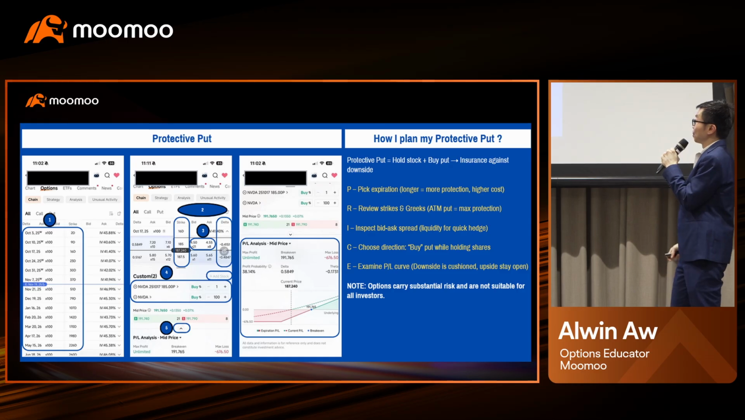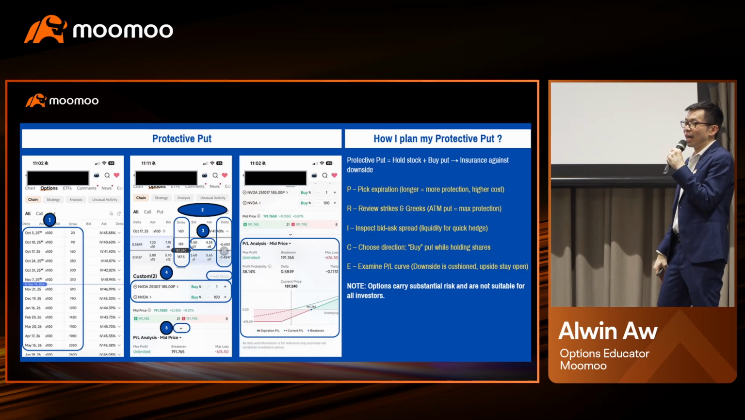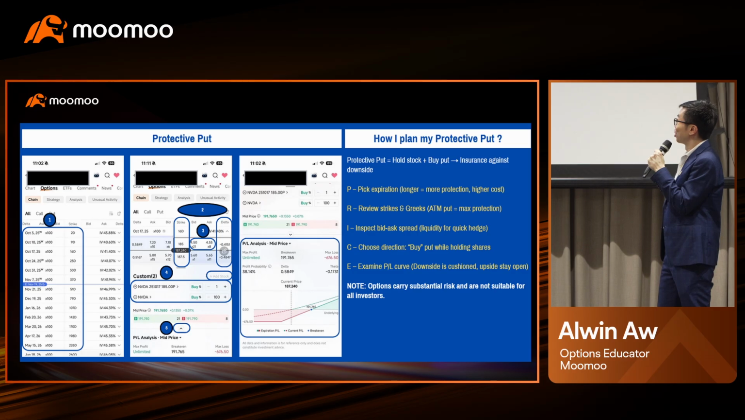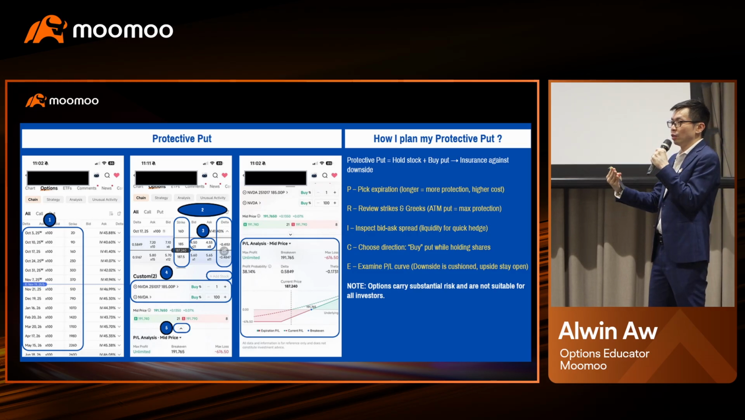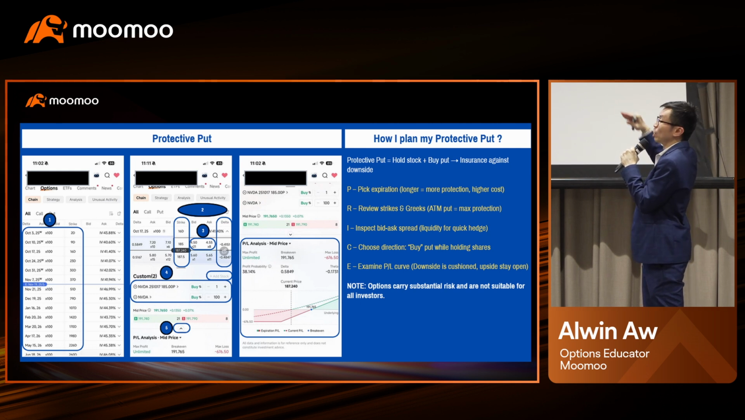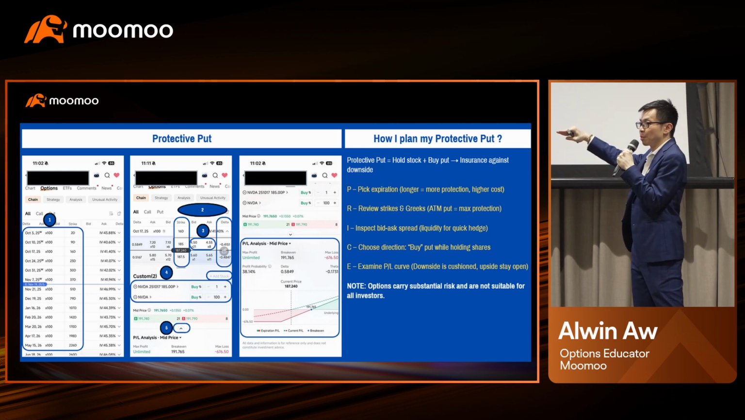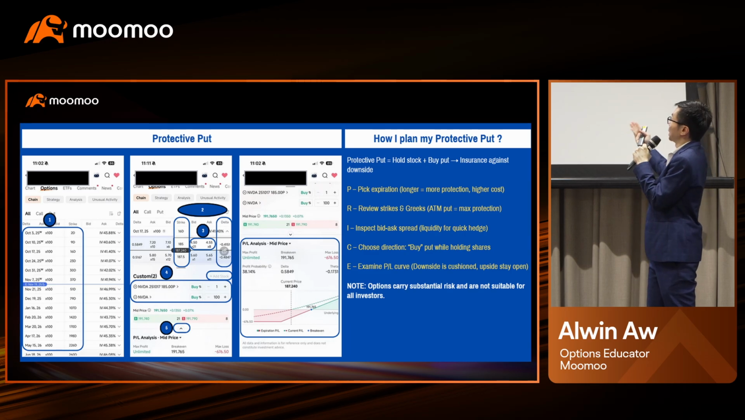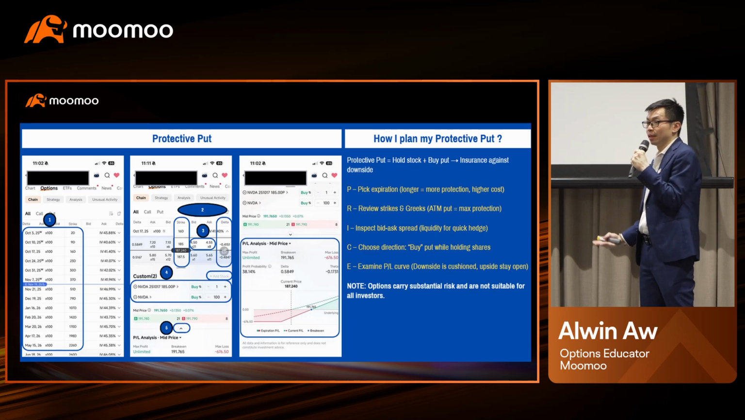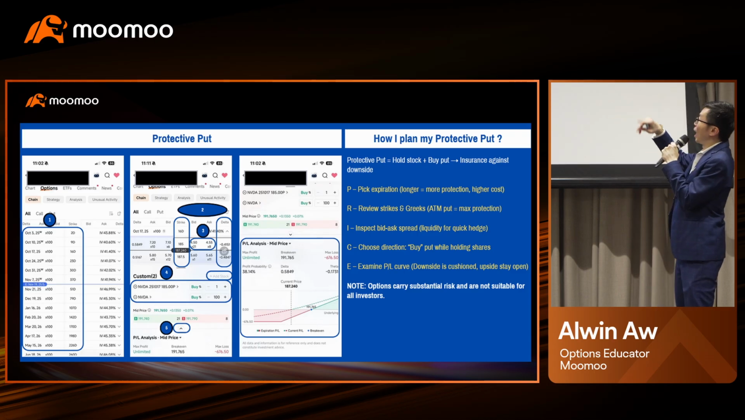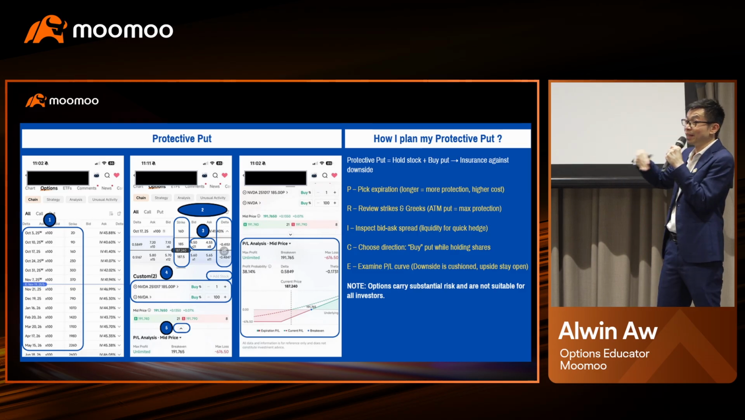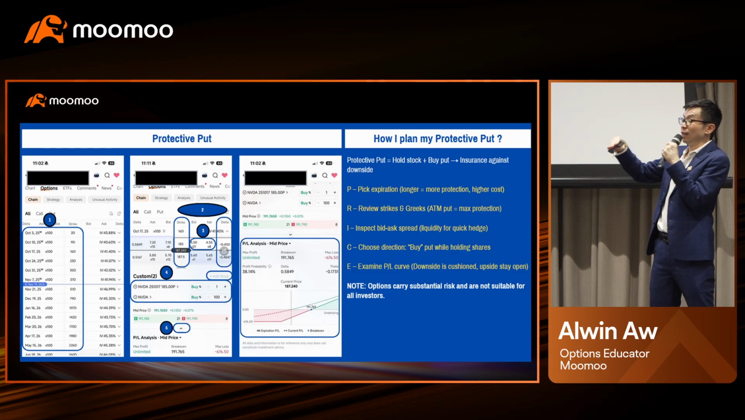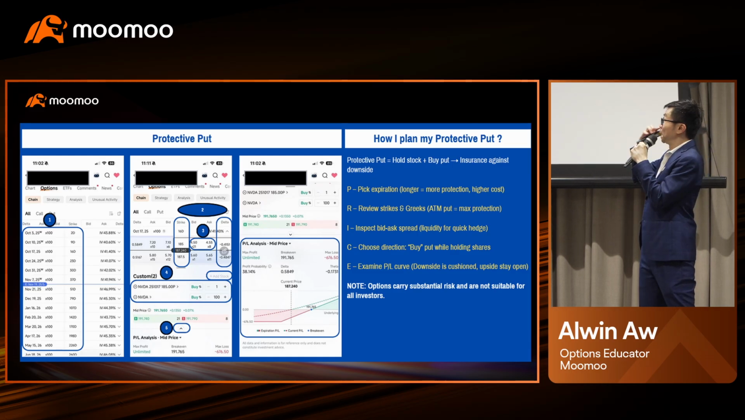So for protective put, same thing, the PRICE approach. So pick your expiration. Because you are an option buyer, you are buying an option, you may want to go for a longer expiration. So you get more protection, but the cost will be higher. All right. Then the second one is your R. When you review your strike, you have an option to buy the put at the money, out of the money or in the money, correct? So at the money will give you that maximum protection.